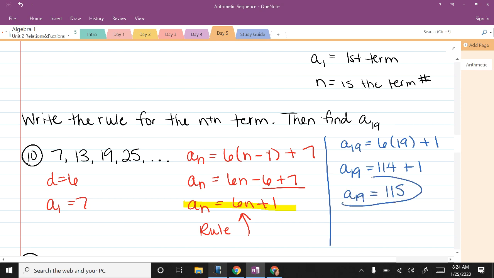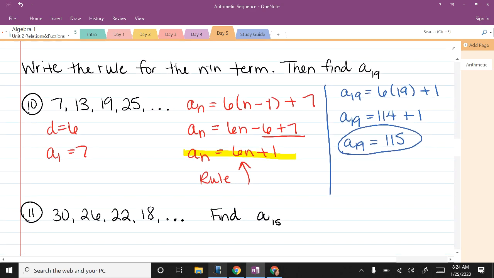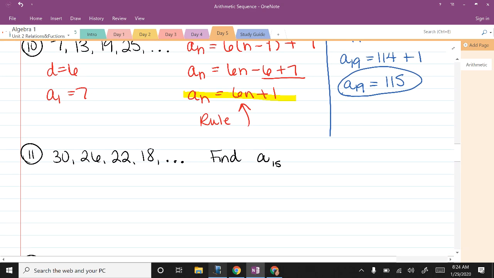115. So the 19th term in this sequence will be 115. If they add 6 19 times, you'll get to 115. So that's what you're trying to do: plug in the D and A1 to get an equation with an n in it. You're not going to plug any n in right here for the rule. And then you plug in n, and then you can get your result for whatever term you're looking for. Okay? Y'all just got to get used to the variables. That's it. D and A1, write your rule. You're going to have an n in it, simplify, and then plug in what you're trying to find.